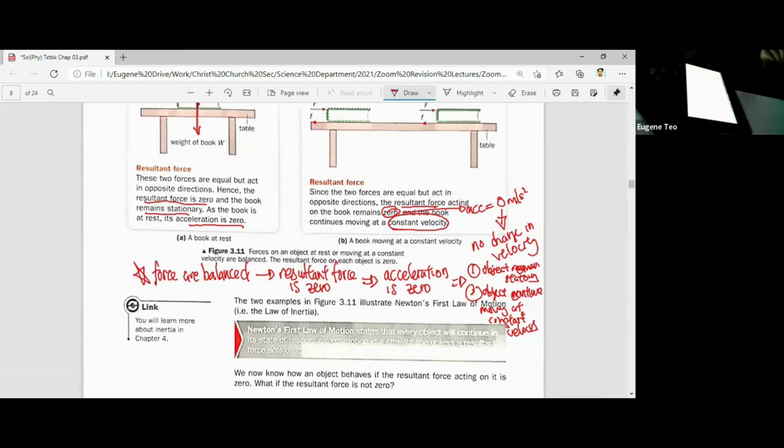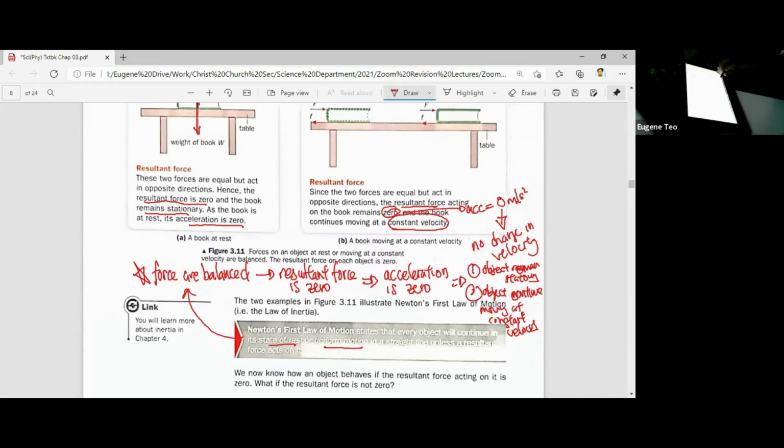Okay, so this concept here you need to know. This is actually an implication of Newton's first law. It says that every object will continue in a state of rest or uniform motion unless a resultant force acts on it. So actually Newton's first law explains this whole part over here. Now if you look at Newton's first law, it says unless a resultant force acts on it. So the thing here is, if there's no resultant force, this is what's going to happen.